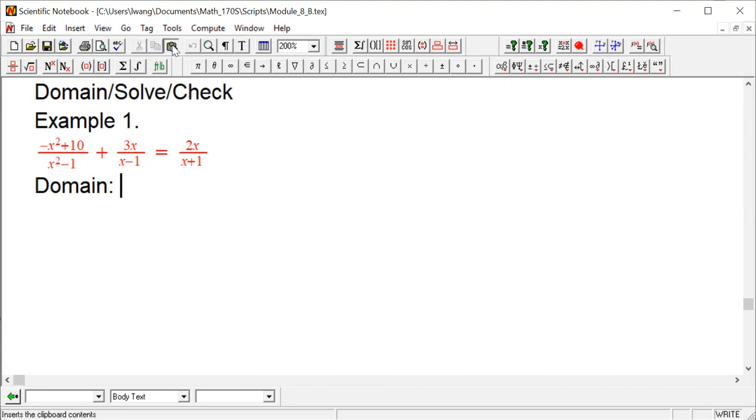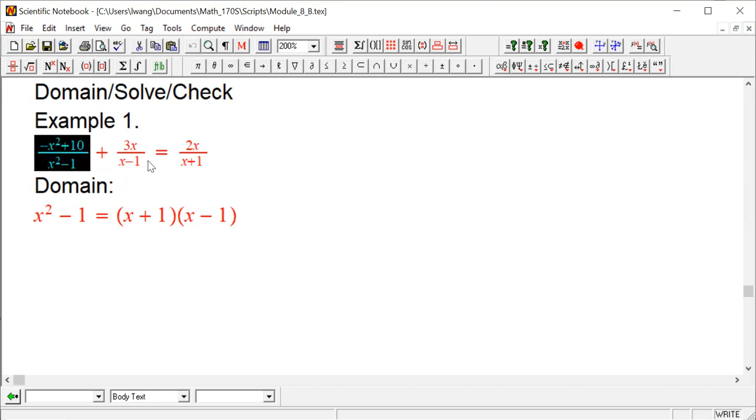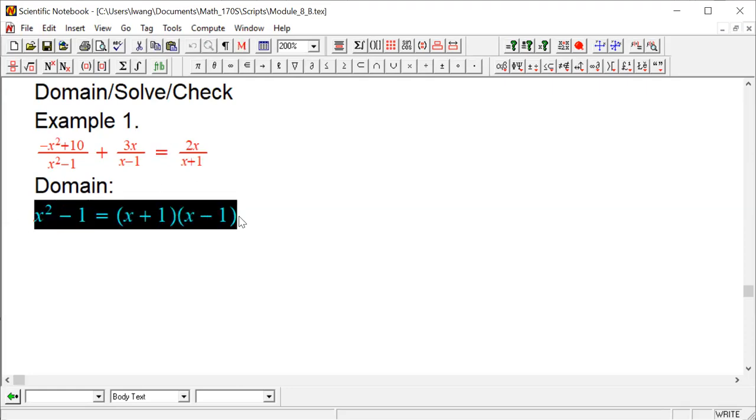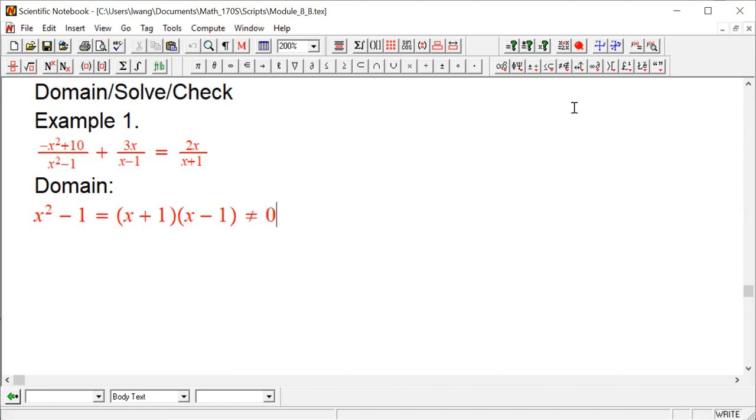As it happens, x squared minus 1 is x plus 1 times x minus 1, and the other denominators are x minus 1 and x plus 1 as well. So in order to guarantee we never encounter a denominator equal to 0, x squared minus 1 must be not equal to 0. Solving this, we get x squared cannot equal 1.